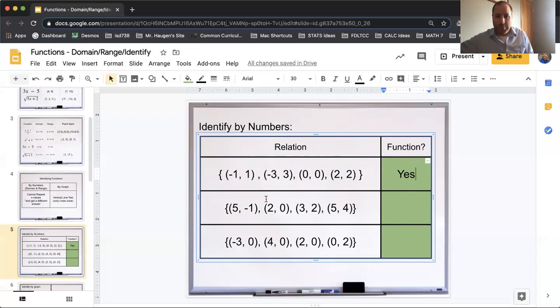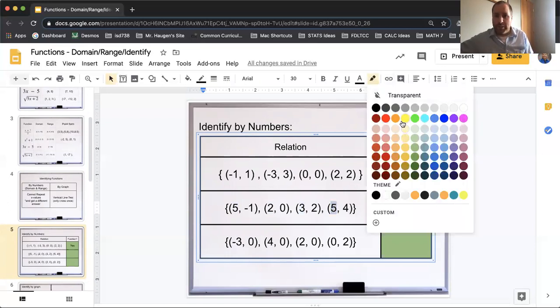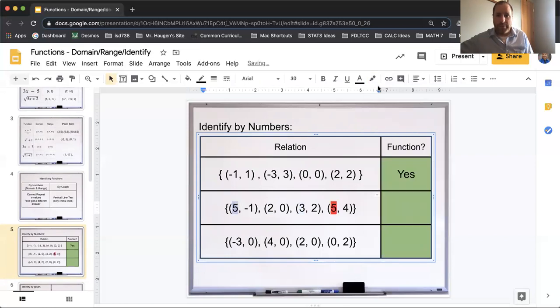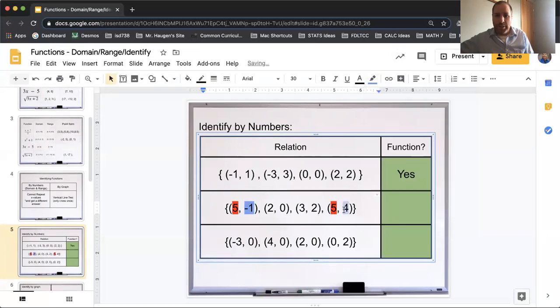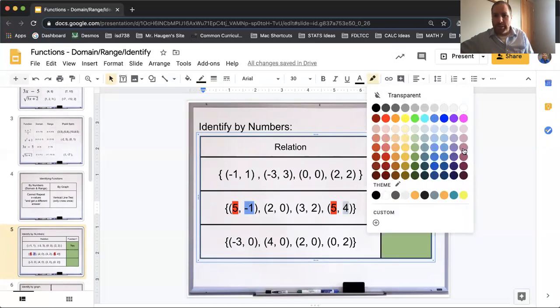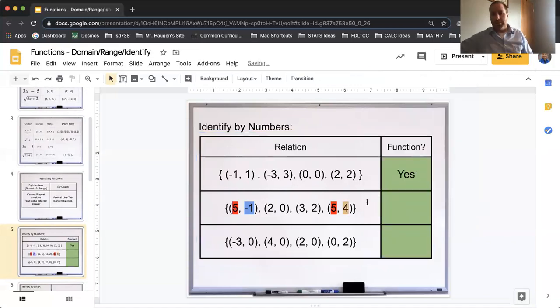So then I'd go to the second one and see, okay, are the X values ever repeated, right? There's a 5, there's a 2, there's a 3, and here's another 5. So the X values were repeated here with the 5s. I'll highlight that one. Let's go in red, and I'll highlight this 5 in red. And notice they have two different answers. One gives an answer of -1. Maybe I'll highlight that one in blue. And this one gives an answer of 4. I'll highlight that one in, say, let's go like an orange color there. Okay. So they are not the same answers here, right?